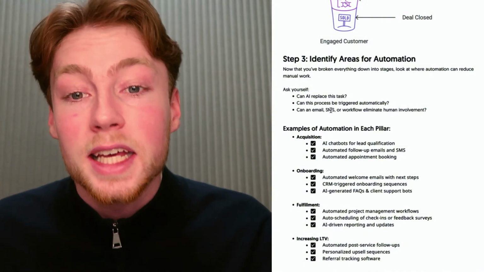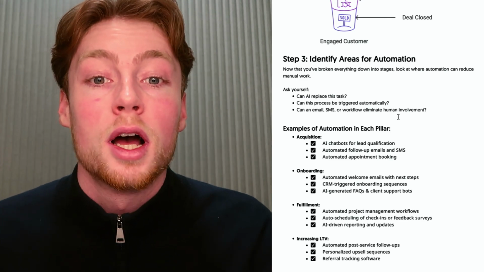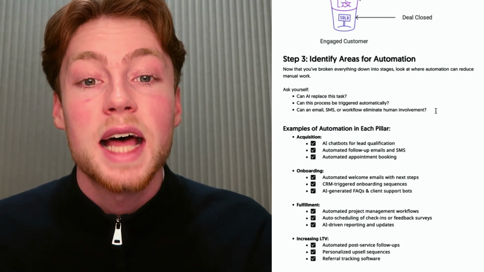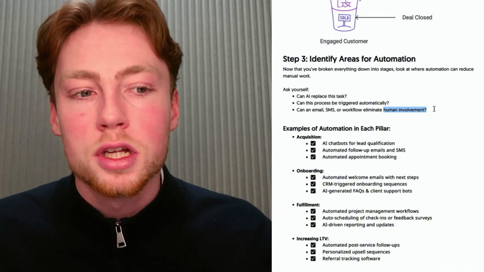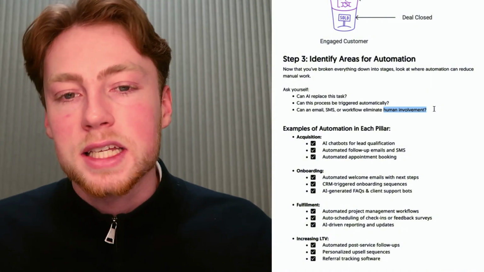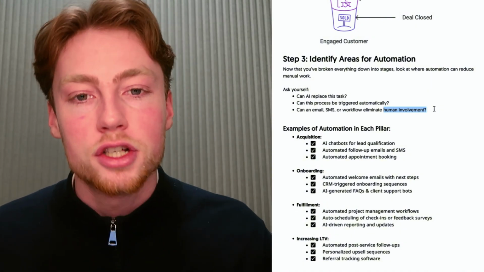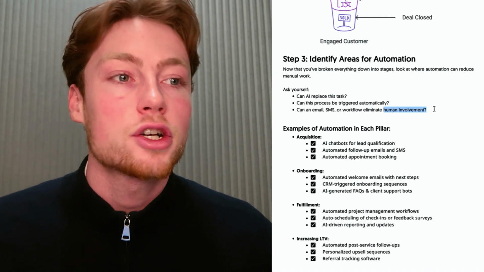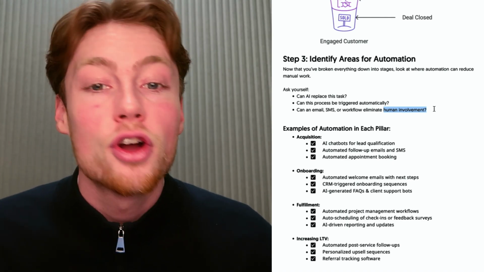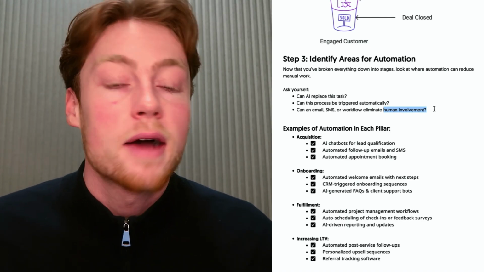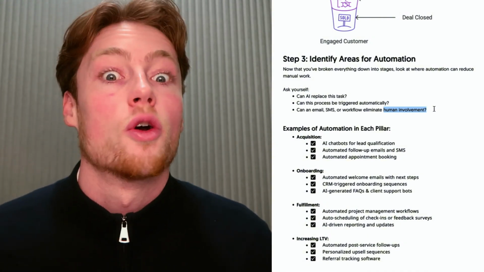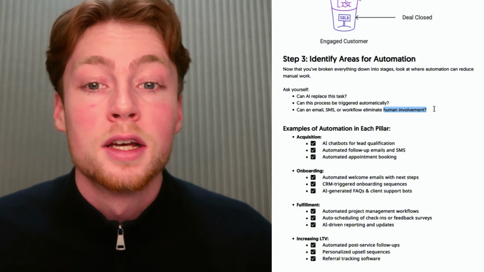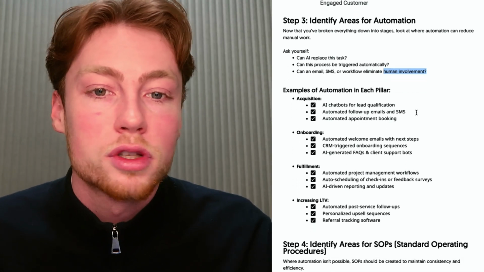And again, can an email, SMS, or workflow eliminate human involvement? Because that is the aim here, to eliminate human involvement, because human involvement is most important and highest leverage when you're doing it in terms of strategy and growth and the actual service delivery. There's no leverage to having a human involved in your qualification process or in your appointment booking process, because it's not needed, okay? So a few examples of automation in each pillar here.